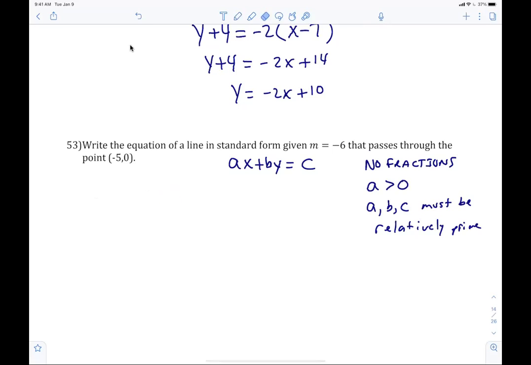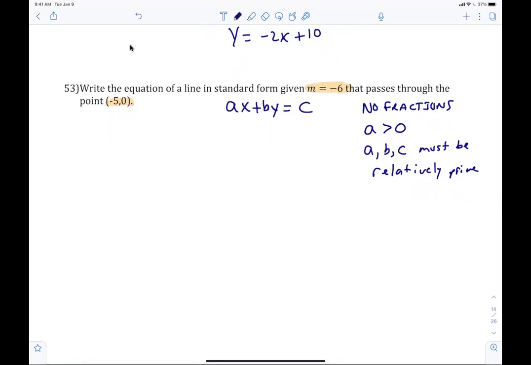All right, so again, tell me what is given. You're given a point and a slope, so we should probably do point slope form. Point slope form is the form that you're going to be using most of the time. So if we do point slope form, someone else now, tell me. Y minus 0 equals -6 times x plus 5. Perfect.